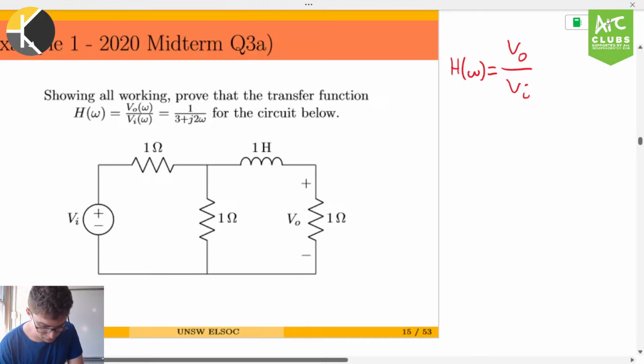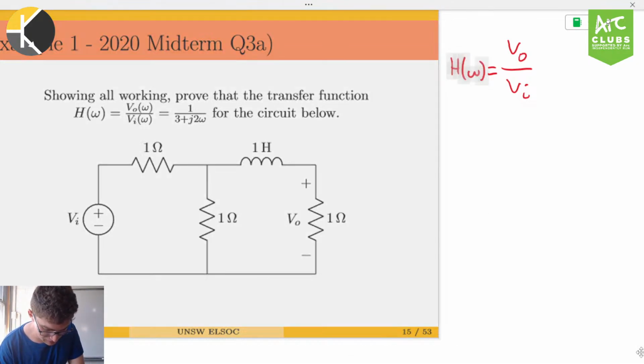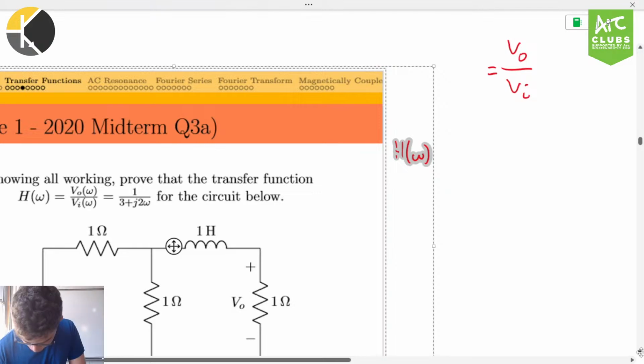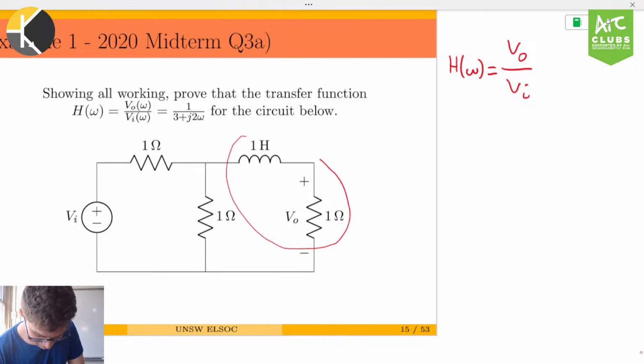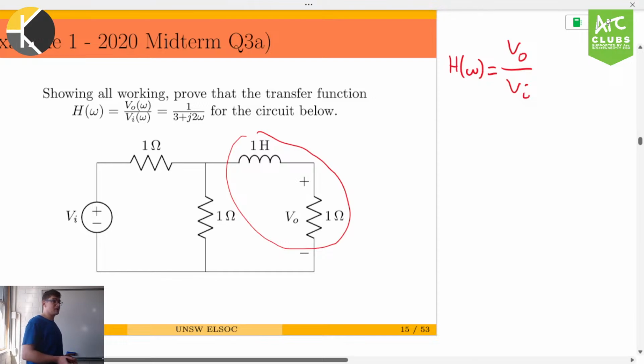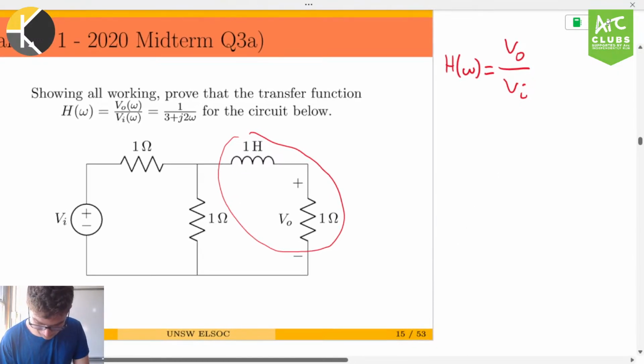What I will do is I'll do a source transformation with this element over here. Got to stop doing that. And then what I'm going to do is a current divider, find the current through here, and multiply it. You don't have to do it my way. Mesh analysis is also a really good tool here. I just don't like dealing with simultaneous equations, so I prefer using source transformations. Here we go. Let's do this.